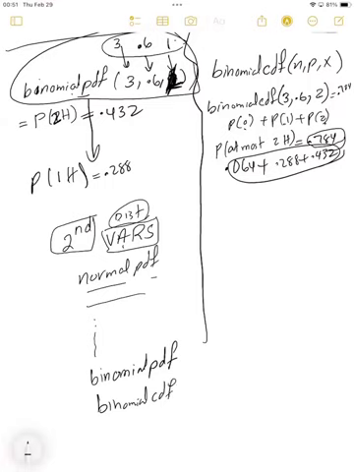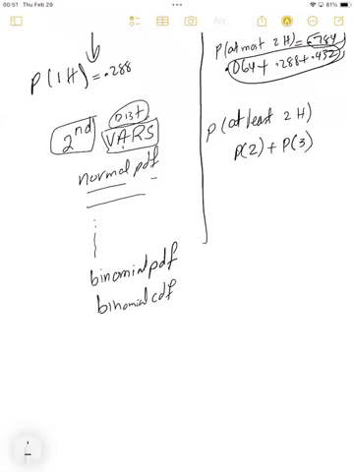Let's say I want to answer this question. Find a probability of getting at least 2 heads. At least 2 heads means probability of getting 2 heads, plus probability of getting 3 heads. So if I want to find this one, I have two methods of getting it. I could use binomial PDF. So when I go to second bars and then I go through the distribution, I use the arrow key. I find this binomial PDF right now.